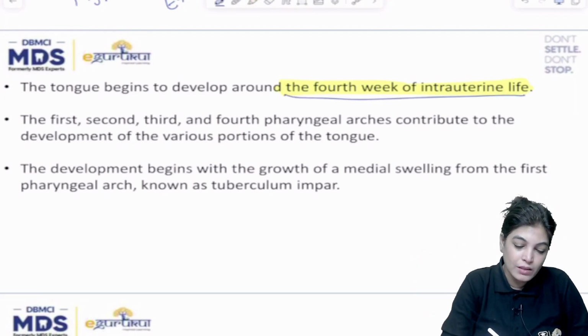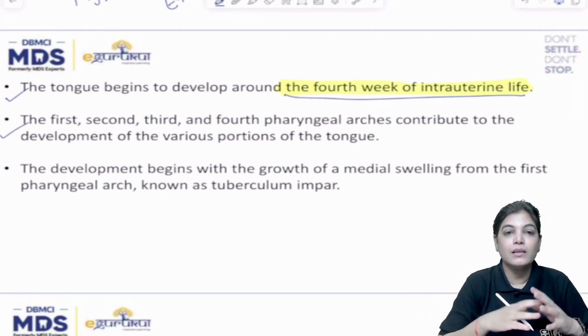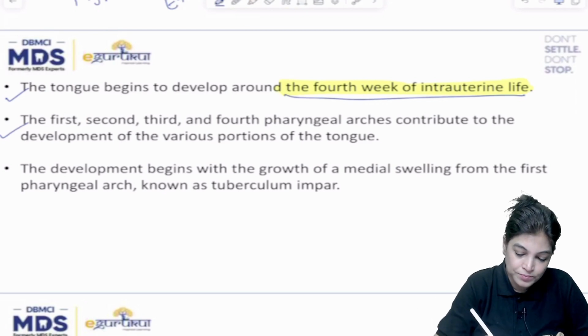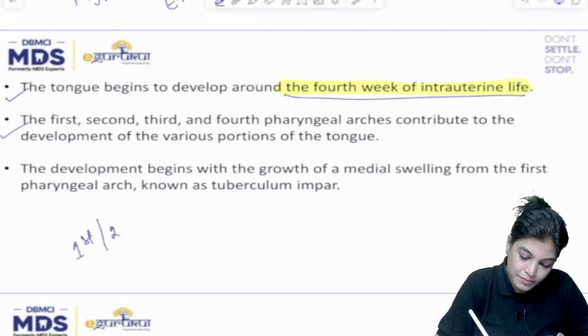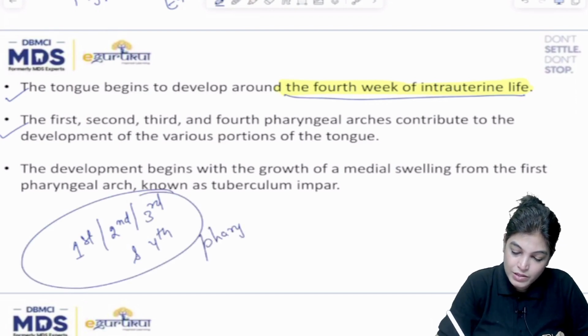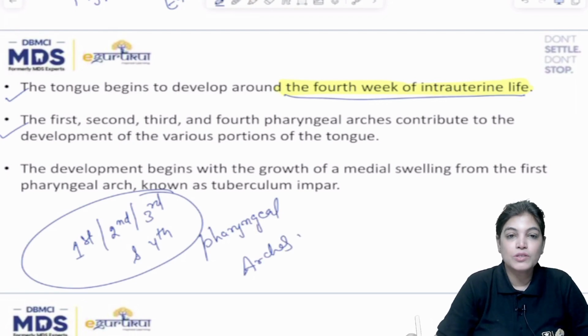Now, the second, third and fourth pharyngeal arches. Overall, which arches are contributing to the development of various parts of the tongue? In that case, the answer is first, second, third and fourth. So the first, second, third and fourth pharyngeal arches contribute to the formation of the entire tongue.